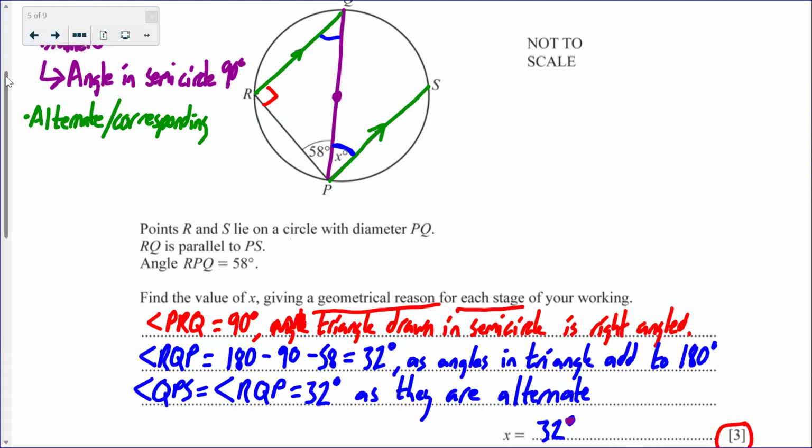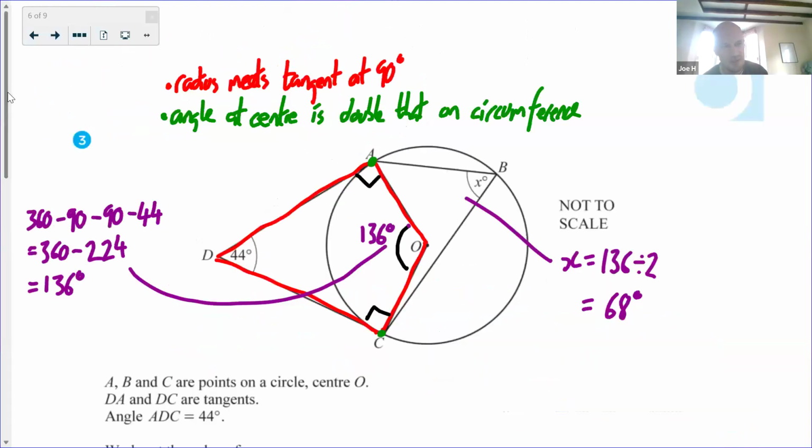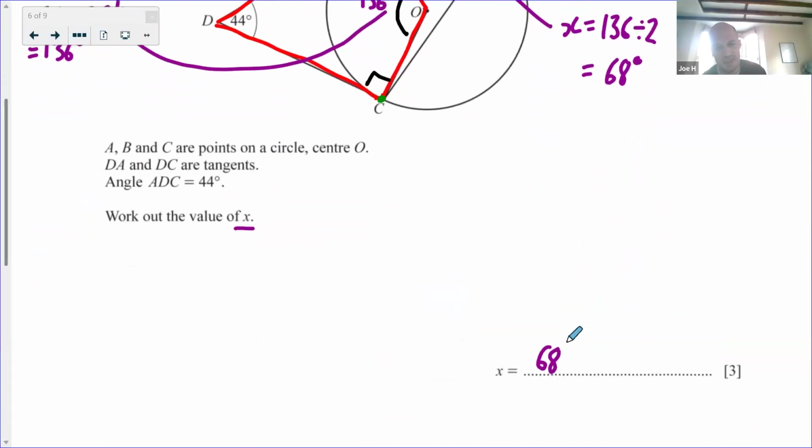X has degrees already on it. Yeah, because it's saying what is X? X itself is just 32 because the diagram has the degrees there for you. It's a bit of a, you'd be fine either way to be honest. So then this one, 68 degrees, so we can put 68 or we can put 68 degrees up to us. And then 3 marks.